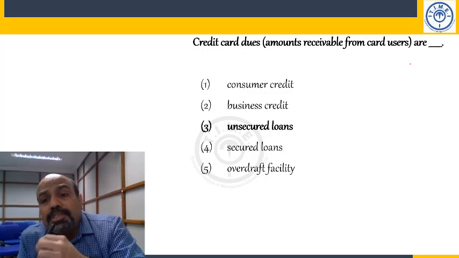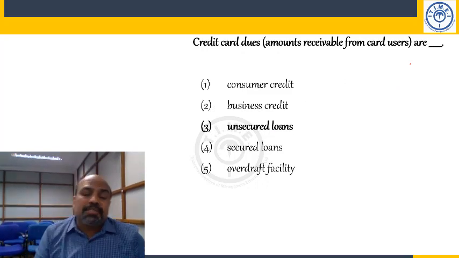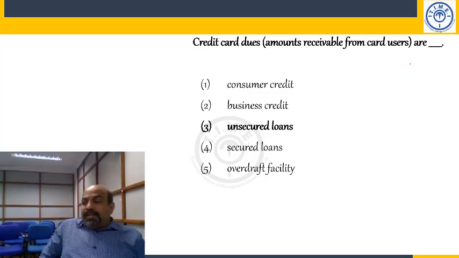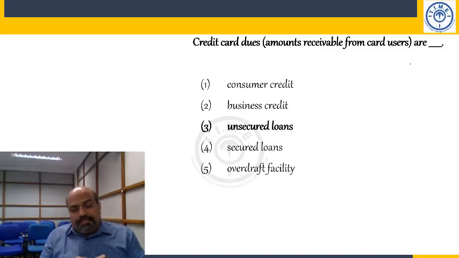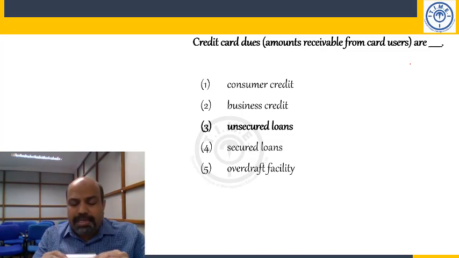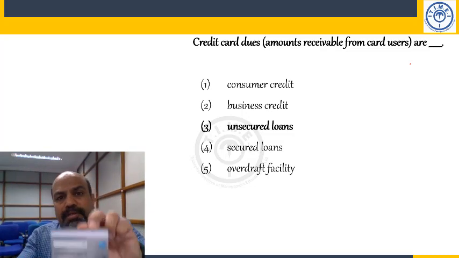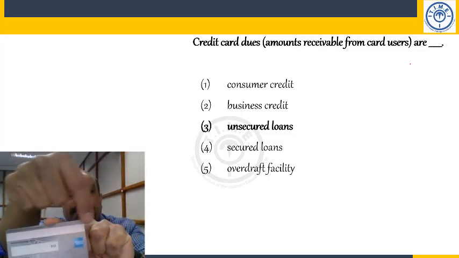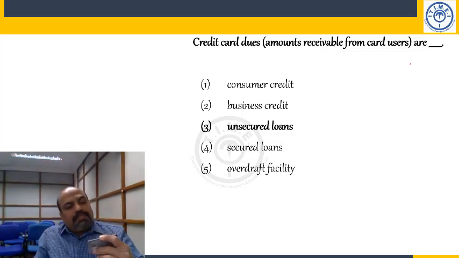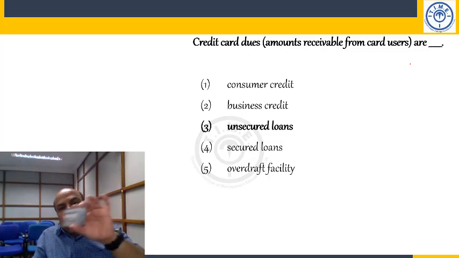Credit card use, amounts receivable from credit card users are unsecured loans. See, credit card is a pretty magical thing. Trust me. Let me tell you. This is an MX card, American Express card. All the data that a bank would need would be in this particular strip. This magnetic strip would have all the required data.